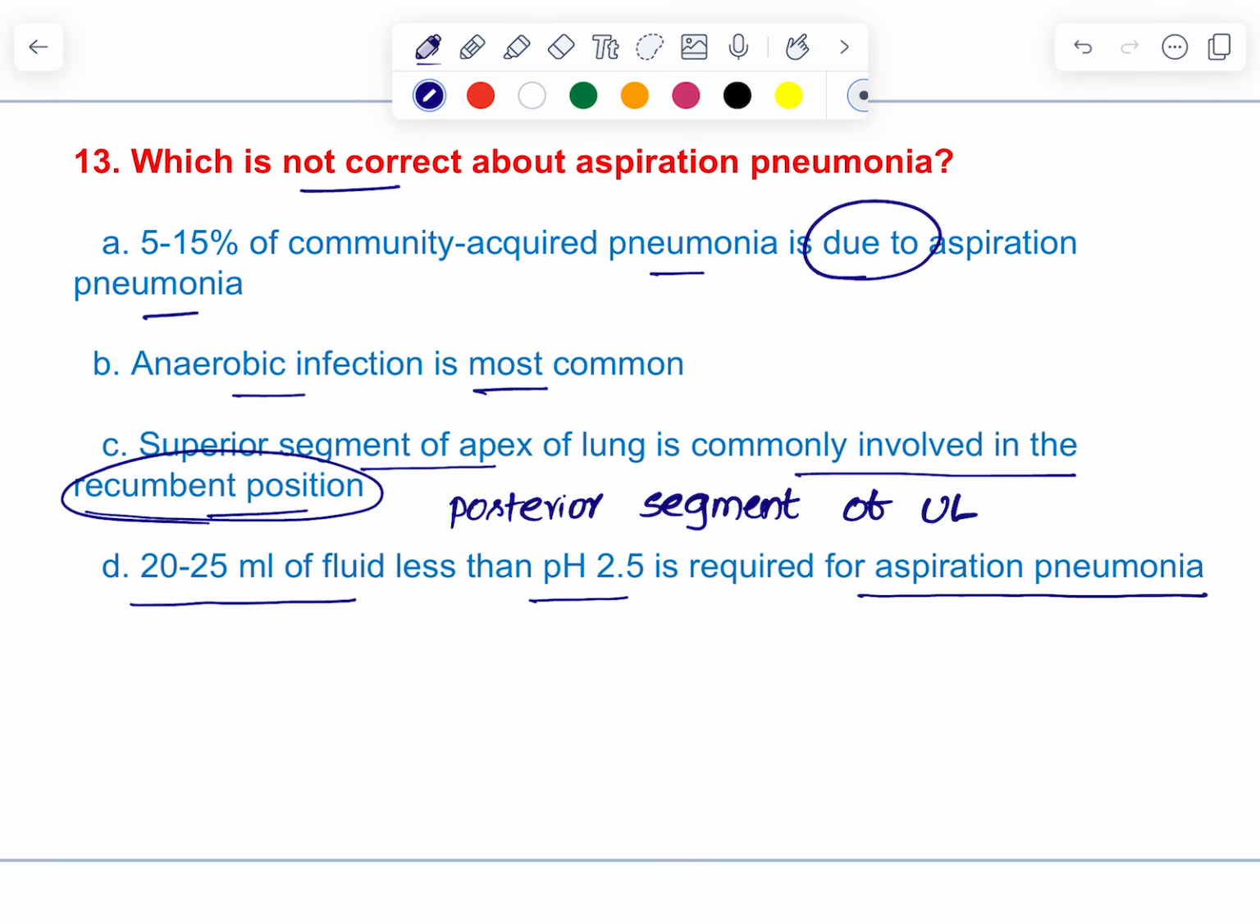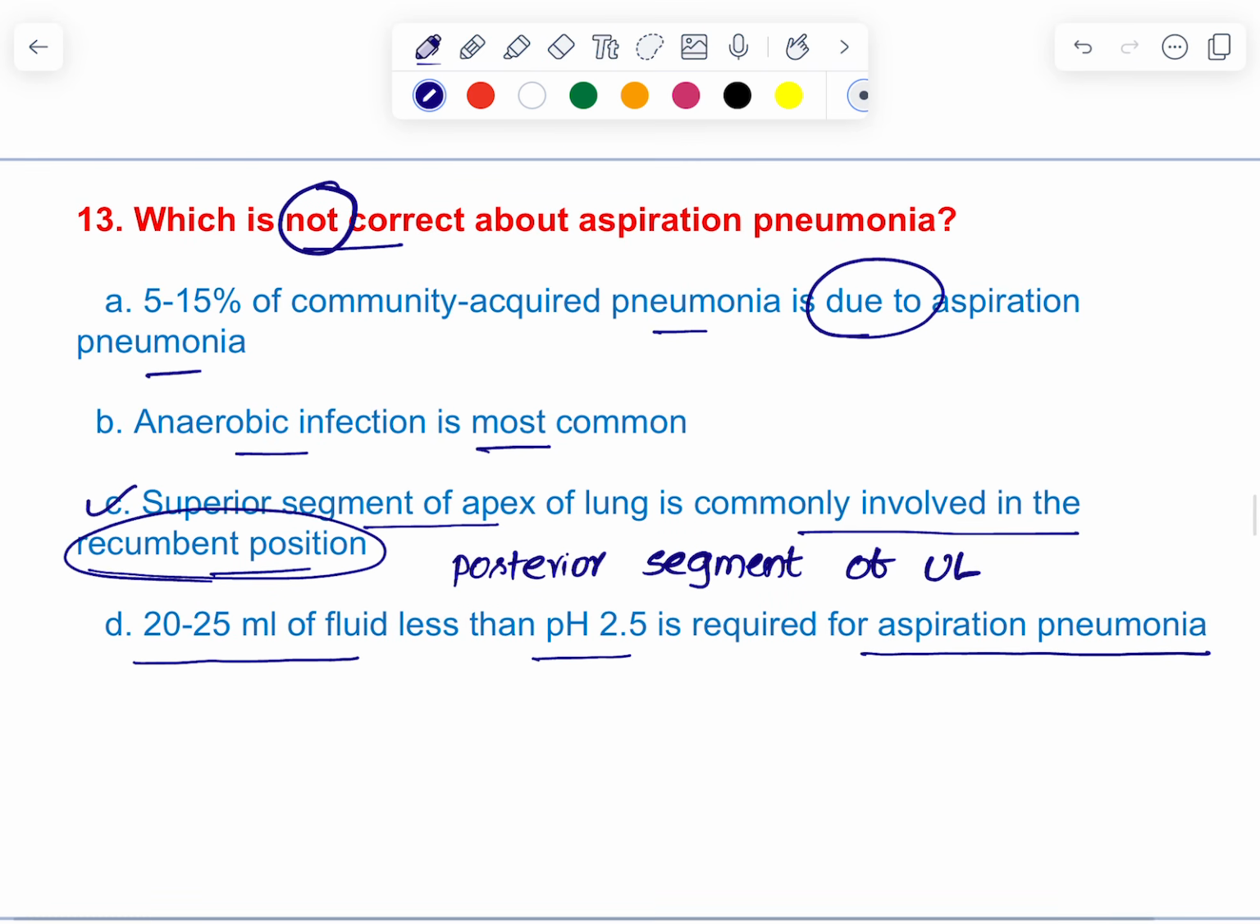Right, it is the posterior segment of the upper lobe that is very commonly affected in the recumbent position, right? Posterior segment of the upper lobe and the superior segment of the lower lobes. So your C is the answer, because the option given is not correct.